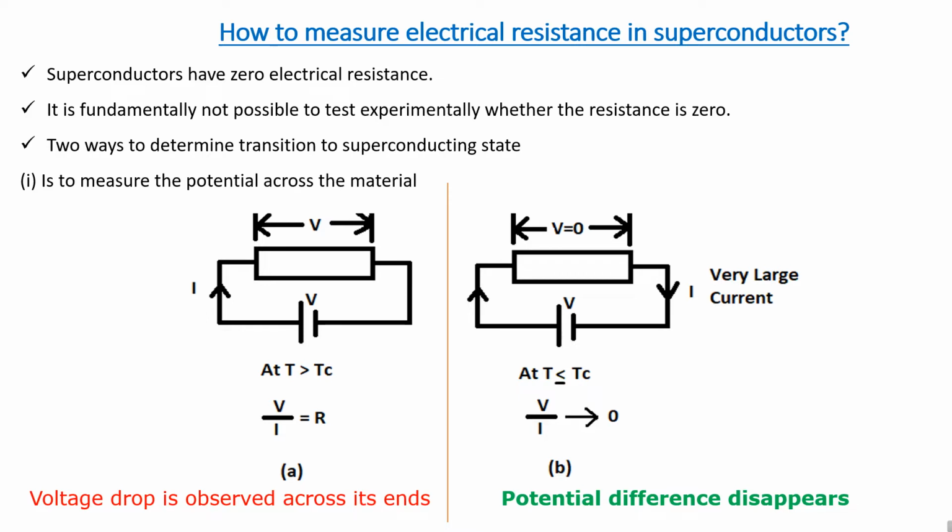When the temperature is greater than the critical temperature, from figure A, you can see a voltage drop is observed across its ends because of resistance. When the temperature is less than or equal to the critical temperature, that is, the material behaves like a superconductor, from figure B, you can see there will be a very large current. From the equation V equal to IR, the resistance will be equal to zero. Simply, the potential difference disappears.